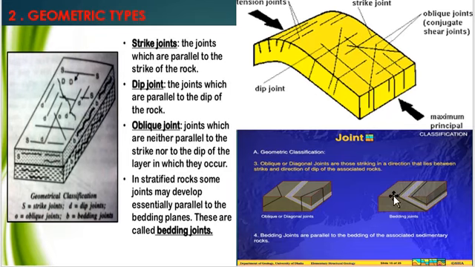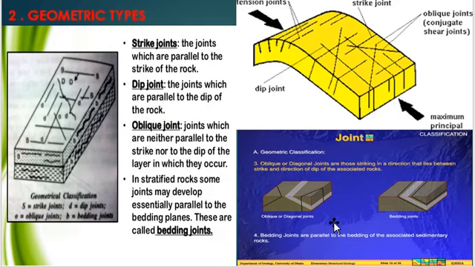And here you can see bedding joints. Bedding joints are parallel to the bedding of the rock bed. Here the black lines are joints and the white and grey lines are beddings of the rock strata. So here the bedding joints are parallel to the associated rock beds.